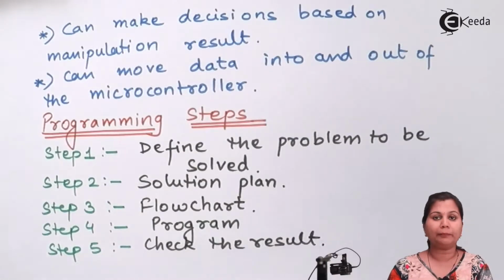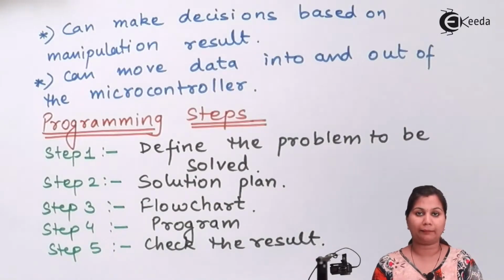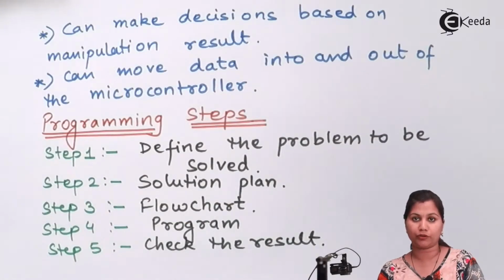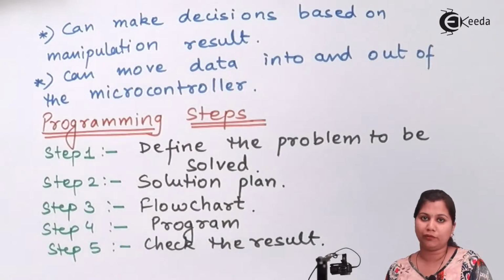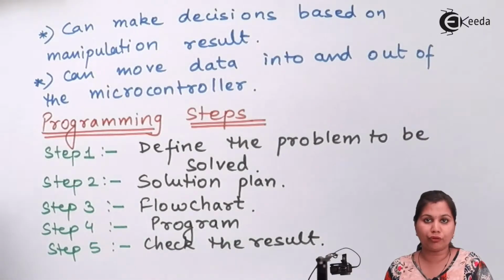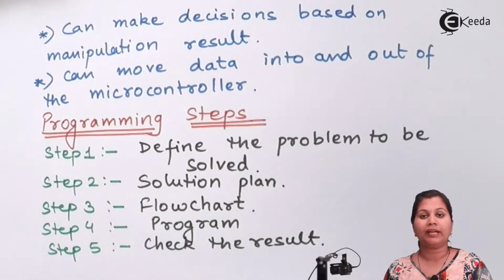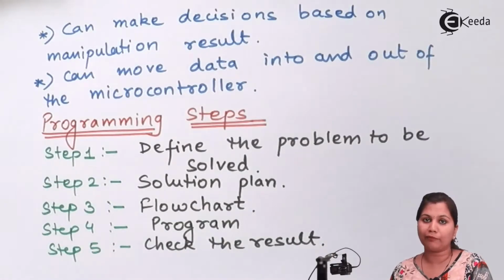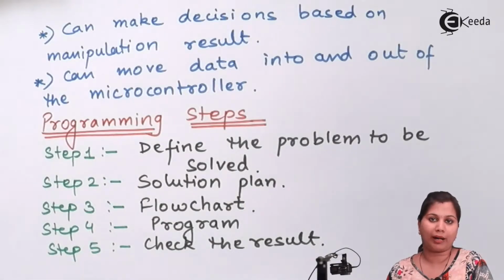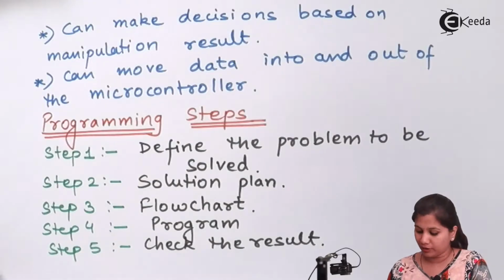So whenever we are doing assembly language programming in the 8051 microcontroller, these steps are to be followed. First of all, we will define the problem which we want to solve. Then we will find the solution for that problem. In the third step, we will draw the flow chart, that in which sequence we are going to solve that problem. In the fourth step, we will write the program for that problem. And in the fifth step, we will check the result, that whether our program is running accurately or not, giving the accurate results or not. Okay.